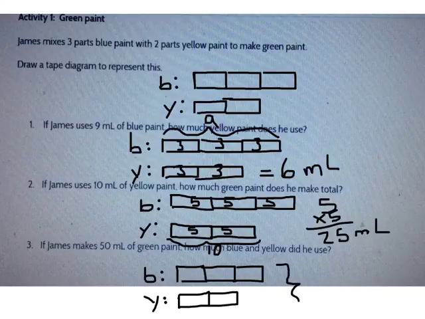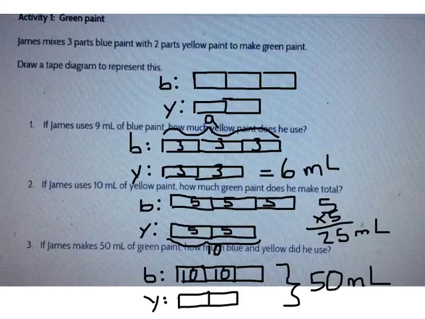I know that if I add all of that together, I get 50 milliliters. There are 5 boxes. What number goes in each box? 10 goes in each box, because 50 divided by 5 is 10.